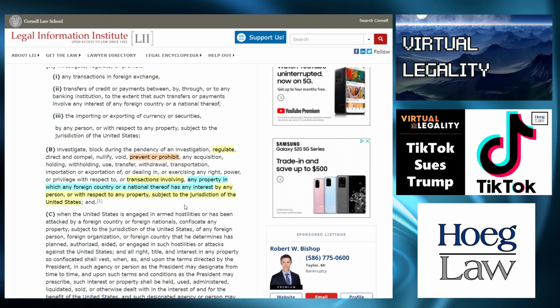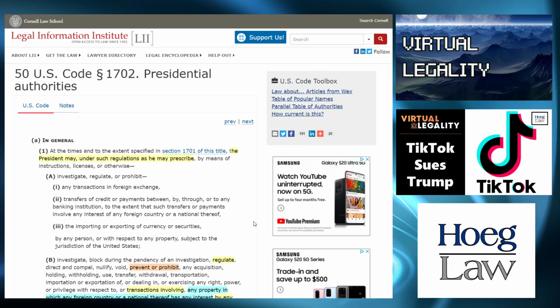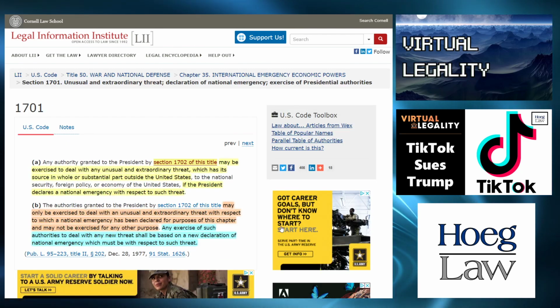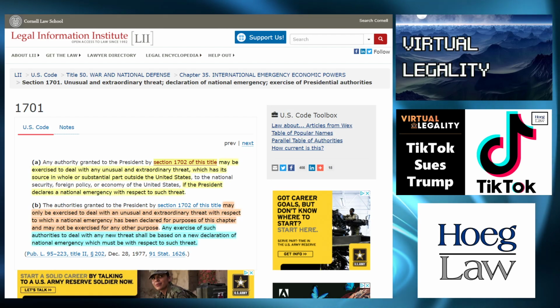Within the United States jurisdiction, the president can do any of this stuff if we follow Section 1701 of the title, which says that the authority granted under what we just read may be exercised to deal with any unusual and extraordinary threat which has as its source, in whole or substantial part, outside the United States, to the national security, foreign policy, or economy of the United States, if the president declares a national emergency with respect to such threat. So if the president declares that national emergency, then the president can exercise the powers that we just read about.